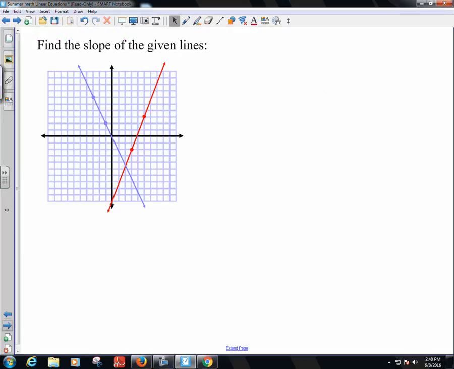So our first problem starts out nice and slow. It wants us to find the slope of the 2 given lines. So we'll start with the red line, and I've put points on lattices. Lattices are where the 2 grid lines cross.